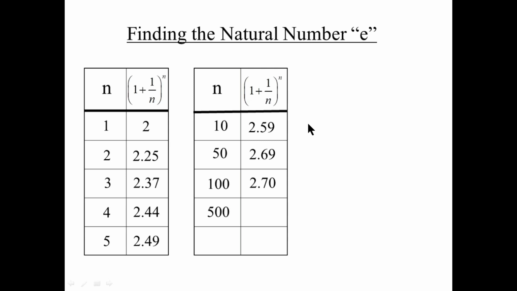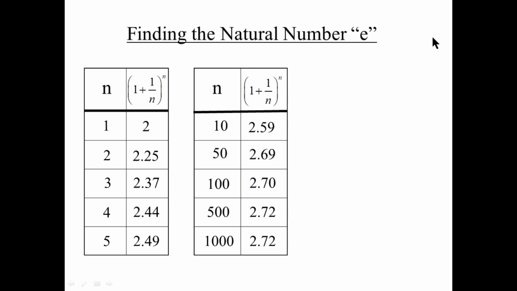If n was 500, taking a bigger leap, 1 plus 1 over 500 to the exponent 500 brings us to this number. And let's do 1,000. If n was 1,000, this would be 1.001 to the exponent 1,000. 2.72 again. So it seems we've reached a number.